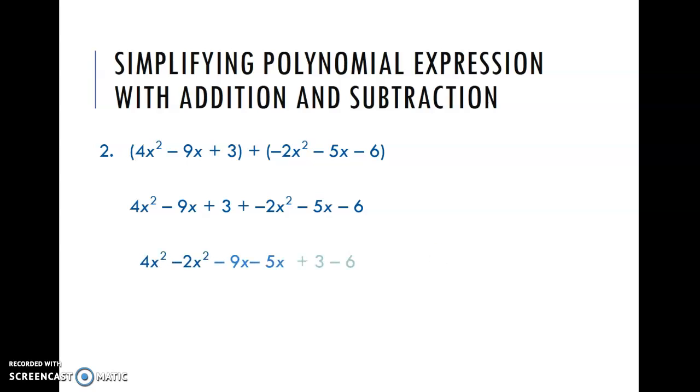Then we're going to group together the x squareds, the x's, and the numbers. So you have 4x squared minus 2x squared, so that gives you 2x squared. Negative 9 and negative 5 gives you negative 14, and positive 3 and negative 6 gives negative 3.